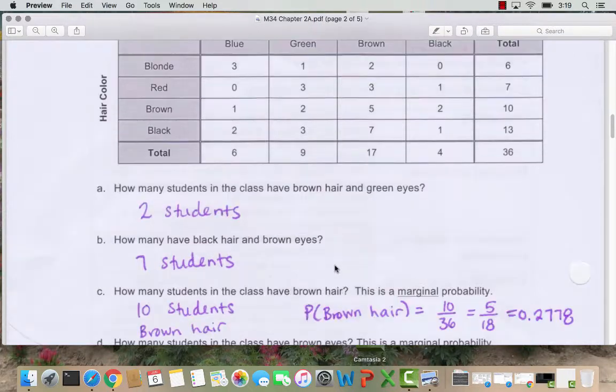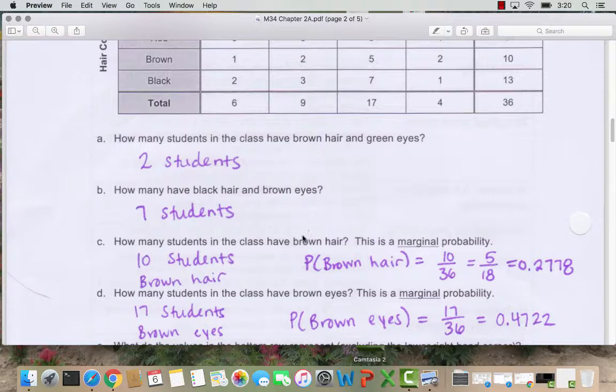Now if we want to figure out how many students have brown hair, we come to the hair color brown and we total up all the eye color possibilities in this last column. The total is in the last column, the total for the row. So we see we have 10 students with brown hair. Now if we want to make this a probability, we would say the probability of brown hair is 10 out of the 36 total students. As a fraction, we can reduce that down to 5 out of 18, or as a decimal rounded to 4 places, we could say 0.2778.